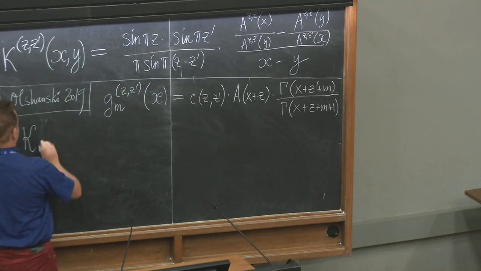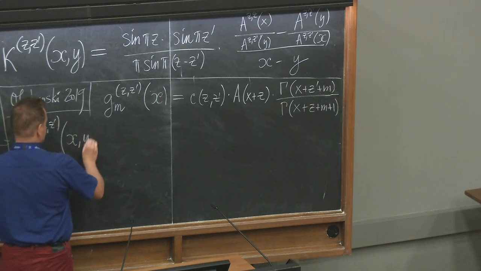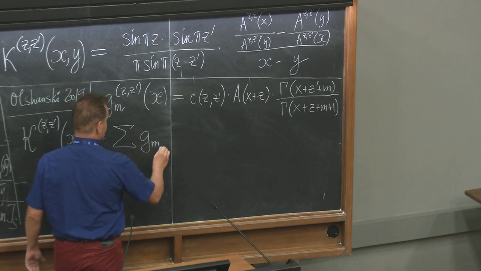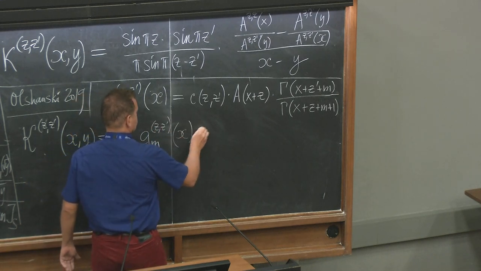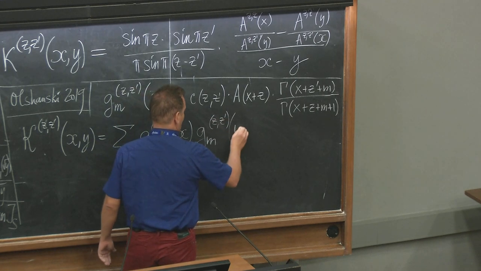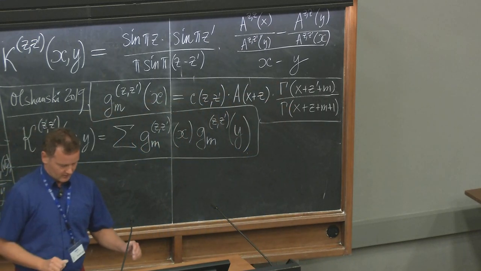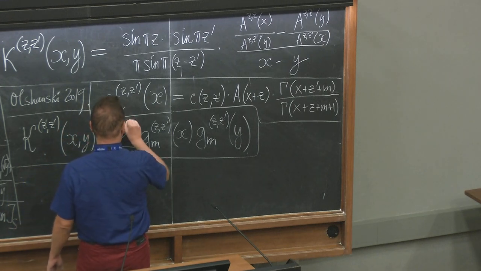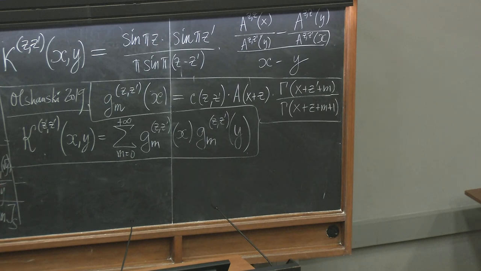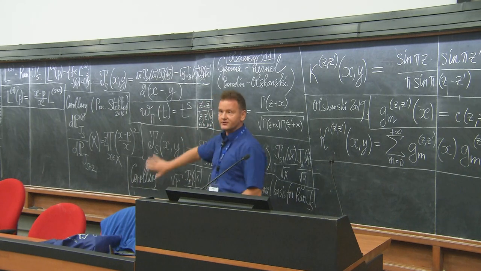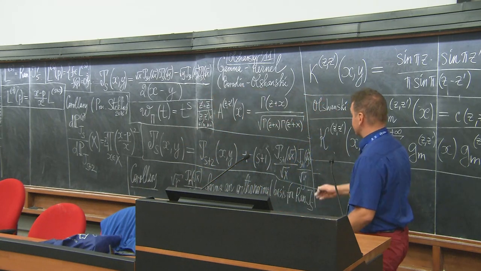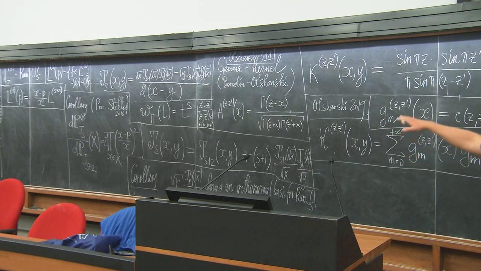Z, Z prime, X, Y. So for the gamma kernel, one can write this representation explicitly. It is an inductive representation, G_M Z Z prime of X, G_M Z Z prime of Y. So the sum is from M equals 0 to infinity. This basis is an orthogonal basis for Z equals Z prime bar. So in the principal series, it's an orthogonal basis, and the situation is completely the same as in the Bessel case. It's an orthogonal inductive basis.